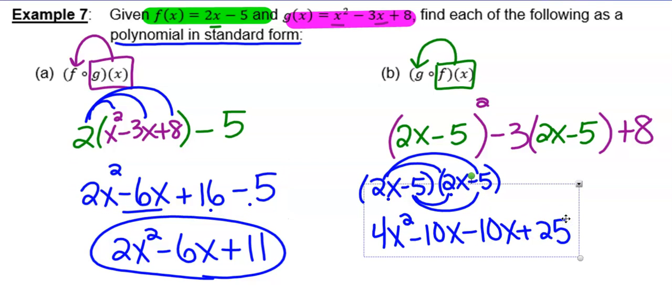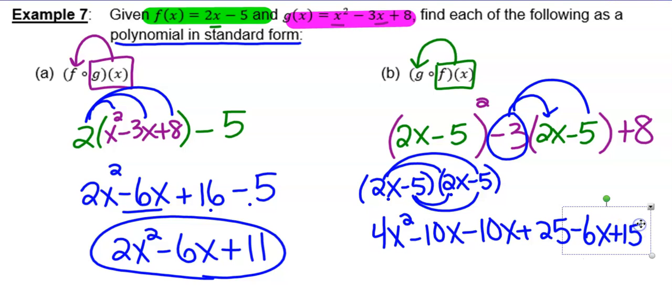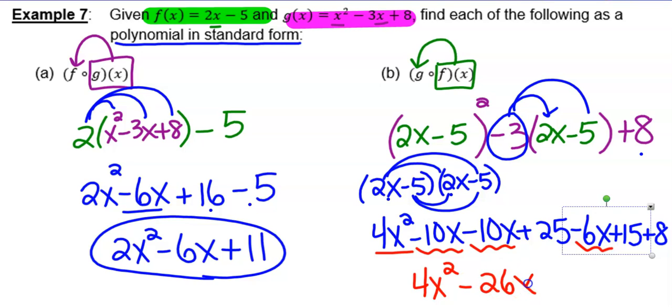All right, then up here, the negative 3 needs to be distributed. So I'm going to keep on going with that. That's negative 6x plus 15. And then we have this plus 8 that needs to be dropped down as well. Okay, combining like terms now. We have 4x squared starts off first, and there's no other squareds. We have negative 10x, negative 10x, and negative 6x. That makes negative 26x. And 25 plus 15 plus 8 is 48. And that is the composition of g of f of x.